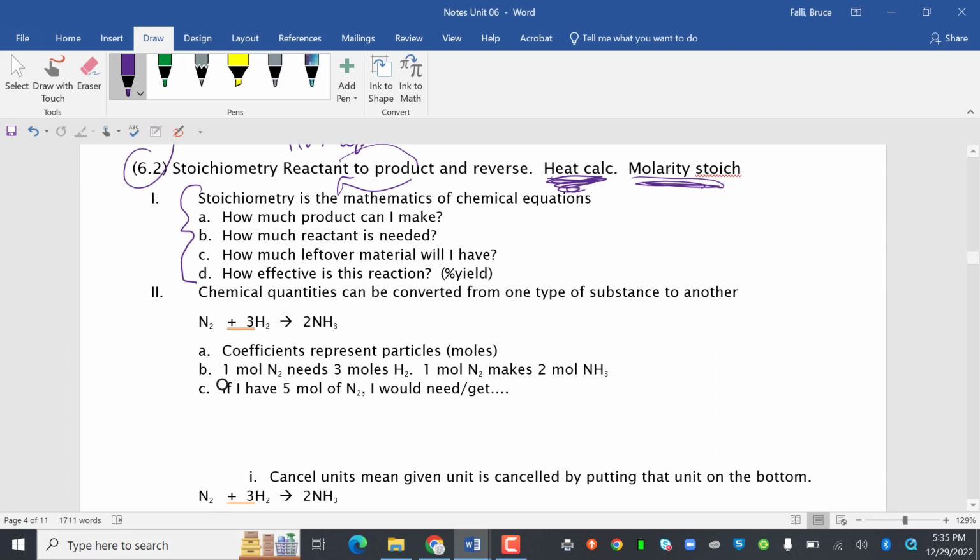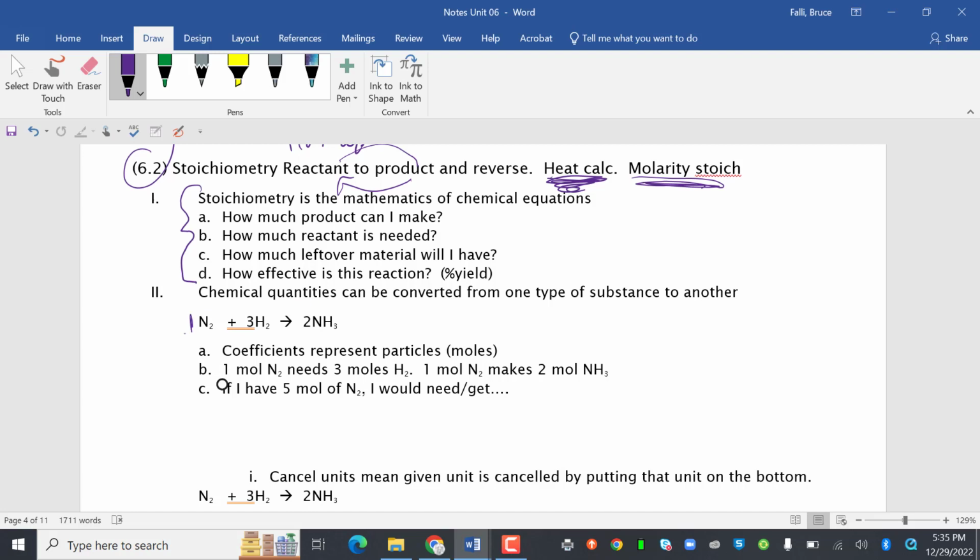So chemical quantities can be converted from one type of substance to another. I'm going to turn nitrogen into NH3. We know this. We've seen these reactions, right? Coefficients represent particles, which will be moles, okay? So remember how we said a little bit before, we're going to go through moles all the time. Always go through moles, always go through moles.